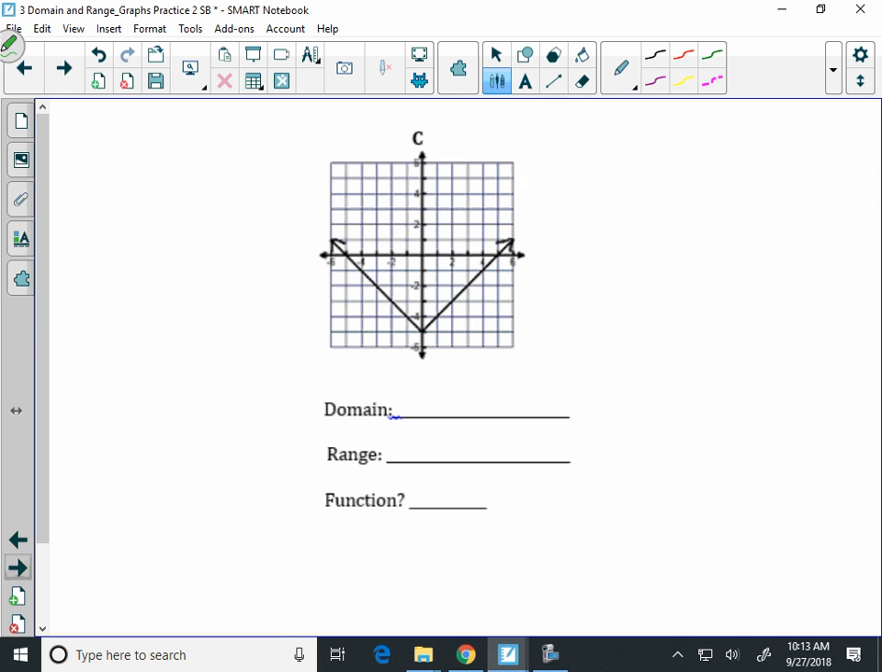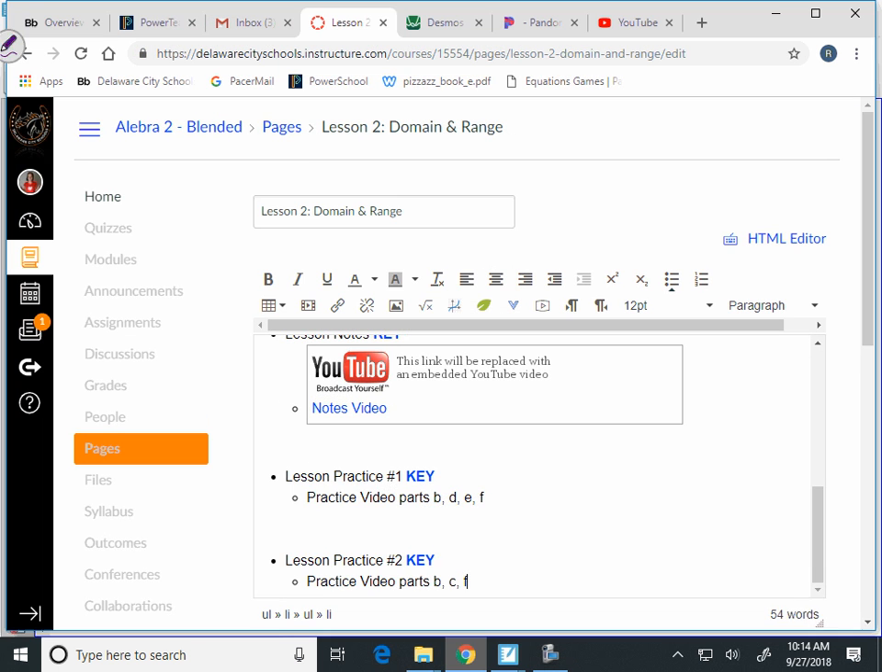All right, the next problem. We first determine if this is a function. Because this graph, anywhere I draw a vertical line, will only cross the graph one time, it is a function. It passes the vertical line test. Now the domain here is my x's from left to right.